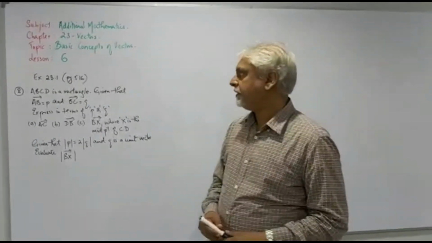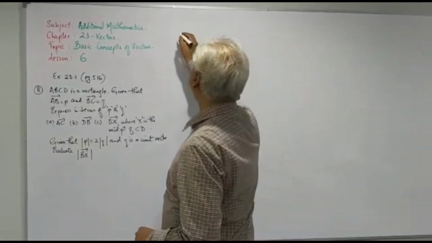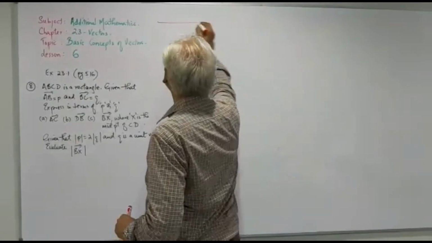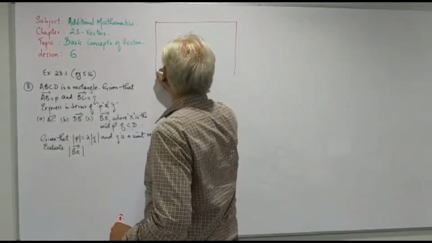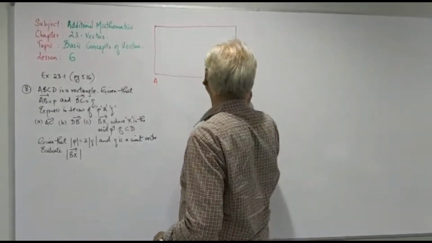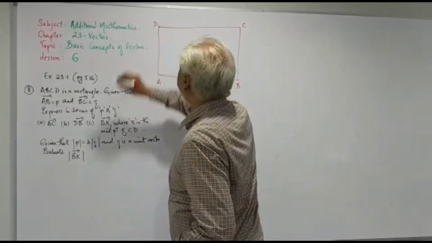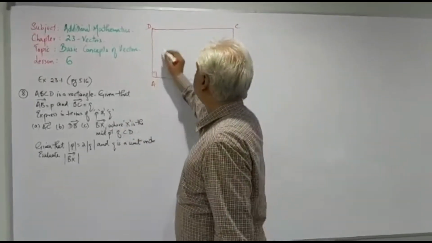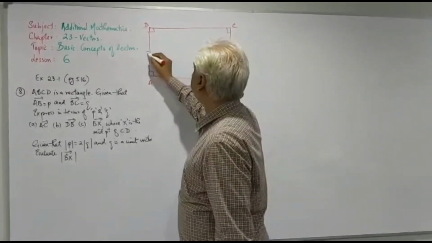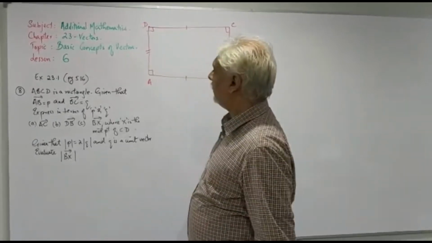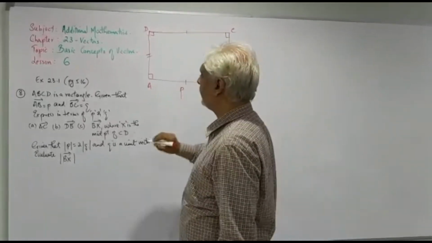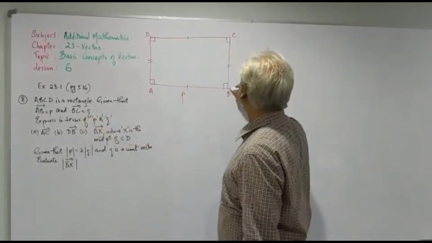It says here that ABCD is a rectangle. So we draw a rectangle. In a rectangle you know that opposite sides are equal and each angle is equal to 90 degrees. So let's call this A, B, C and D. In a rectangle every angle is equal to 90 degrees and opposite sides are equal. Given that AB is equal to P, and BC is equal to Q.